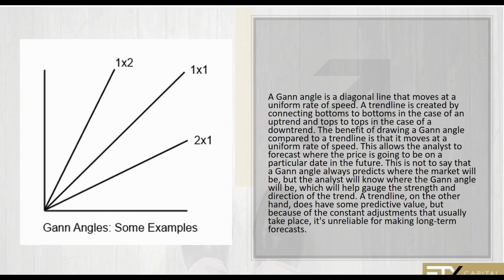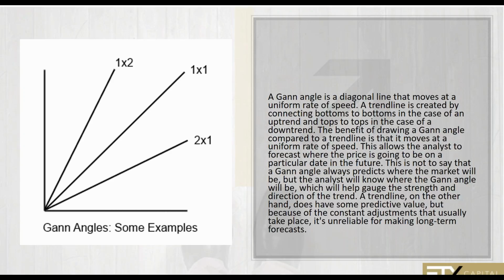Because a Gann angle is a diagonal line that moves at a uniform rate of speed. Okay? Can you understand what that means? A trend line is created by connecting bottoms to bottoms in the case of an uptrend, or tops to tops in the case of a downtrend. So in other words, when you're going to form a Gann Fan, you want to start with your first angle connecting the top to the top of an uptrend, or a bottom to a bottom of a downtrend, because you have to put the first angle on correctly.